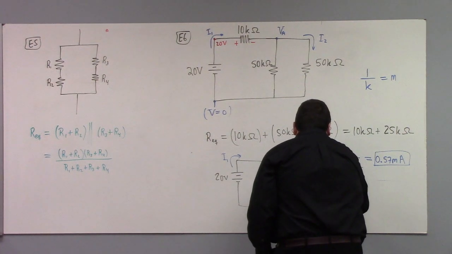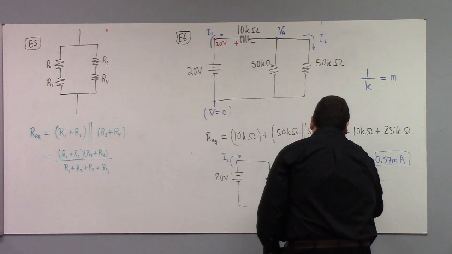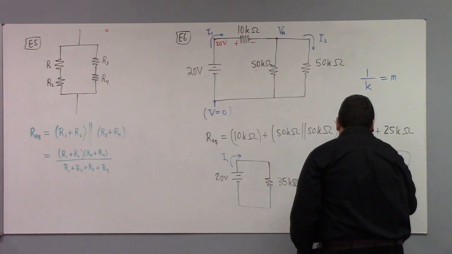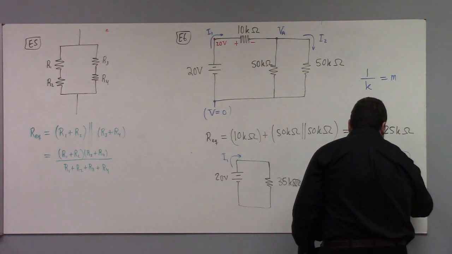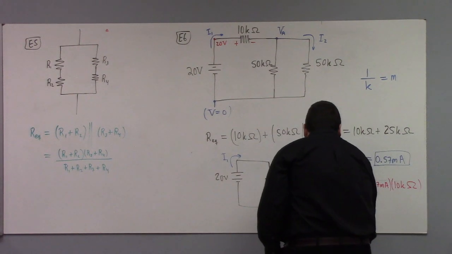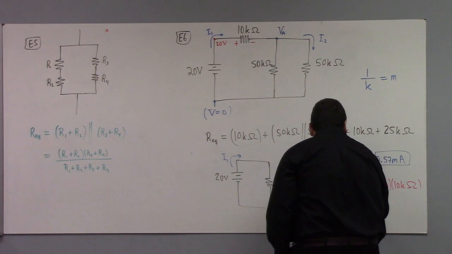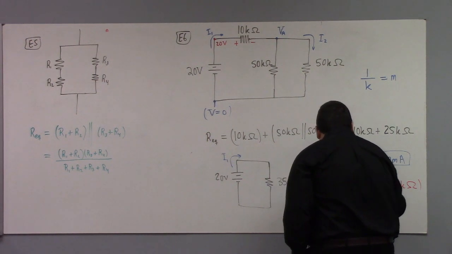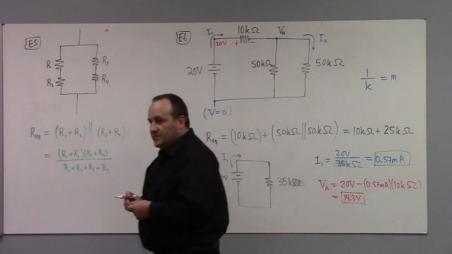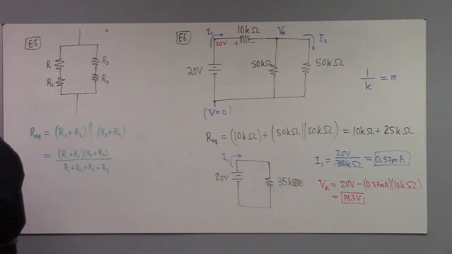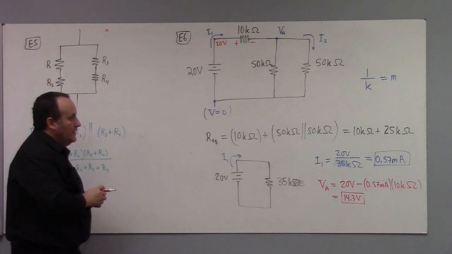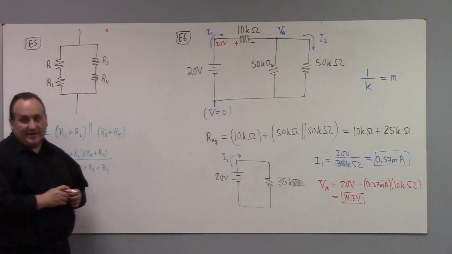So the voltage at A has to be equal to 20 volts minus 0.57 milliamps times 10 kilo ohms. Now the milli and the kilo are natural enemies, and that just gives you 20 minus 5.7, which is otherwise known as 14.3 volts. 14.3 volts. Yeah, well, that I can do. But this one I can't do in my head.